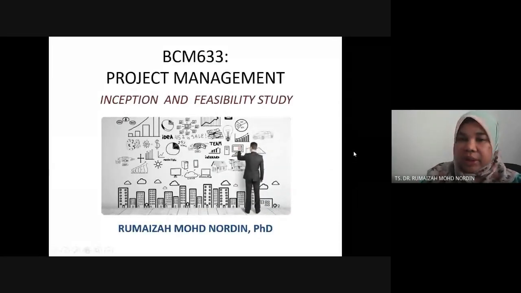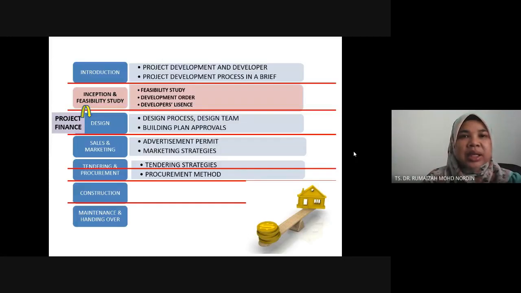Okay, so as I mentioned earlier, inception and feasibility. So this phase is important, alright, because it determines whether the project is suitable or not, and whether the chosen location is suitable or not. So basically during inception and feasibility, we are going to look into what inception is, what are the items in feasibility study, and then previously I did mention that in terms of approvals, every stage has approval.